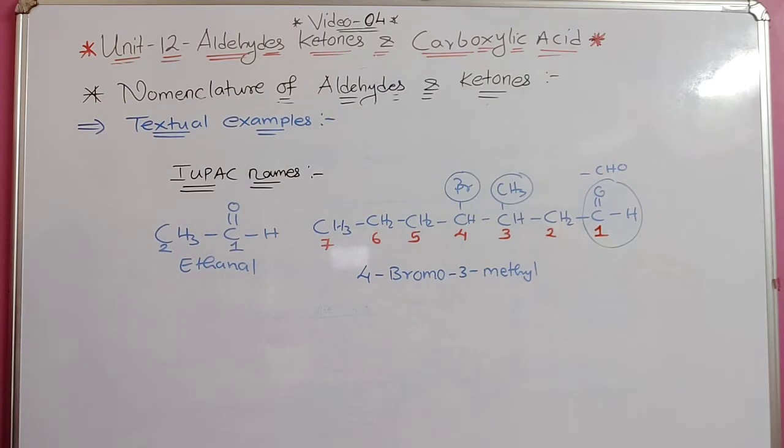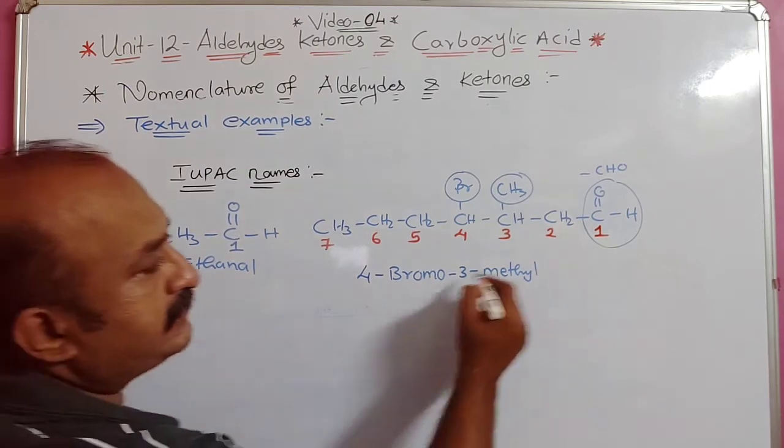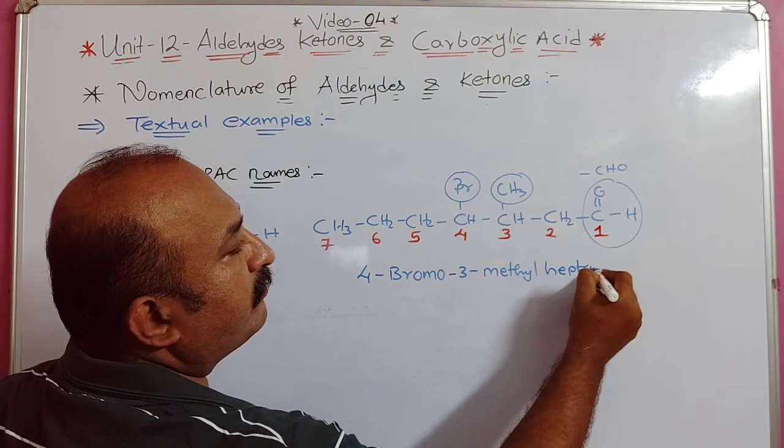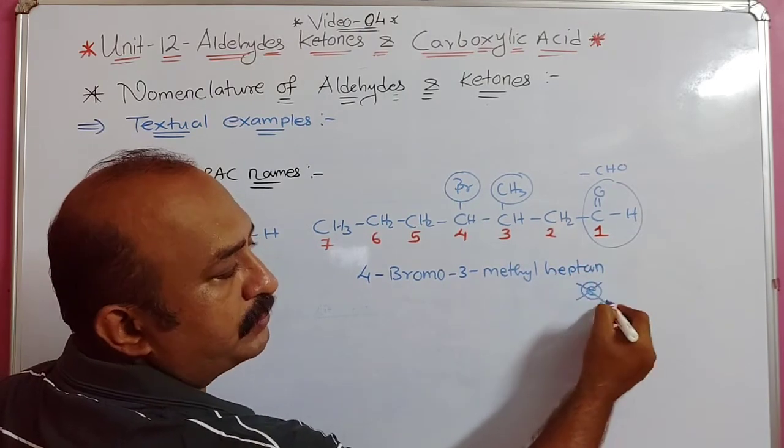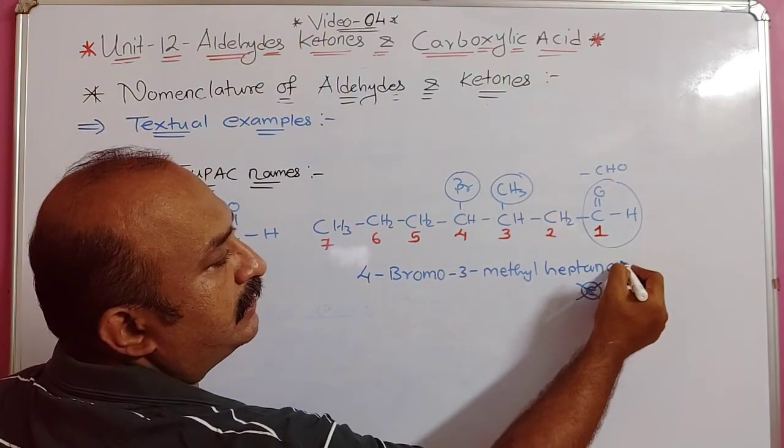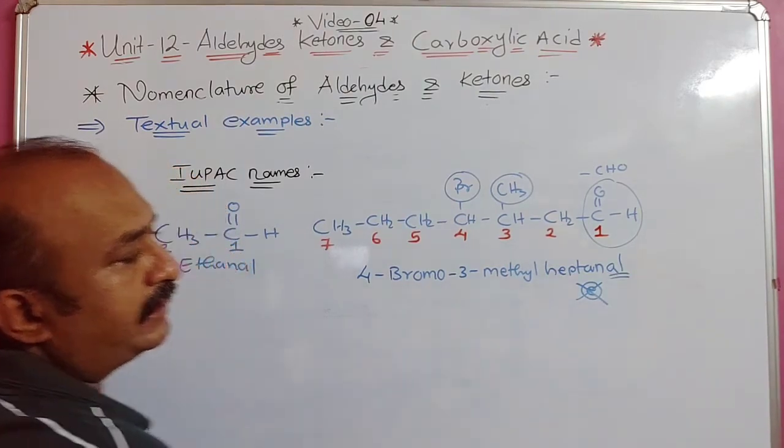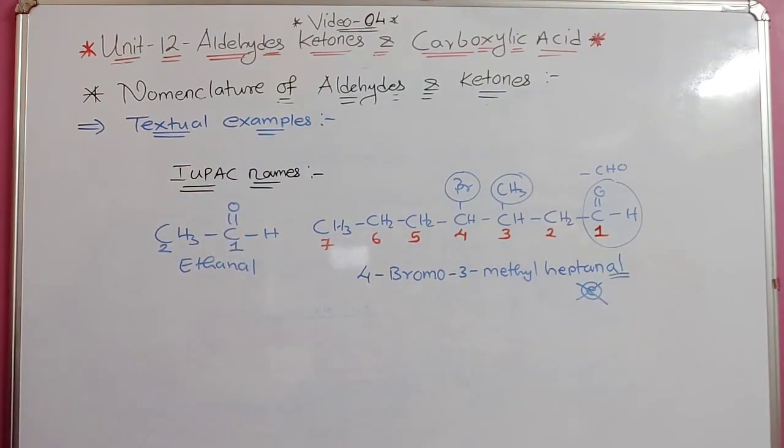So 4-bromo, 3-methyl and 7 means heptane. From heptane, E is removed, eliminated, and what is written? Aldehyde, that is Al is added, heptanal. So this is the name.